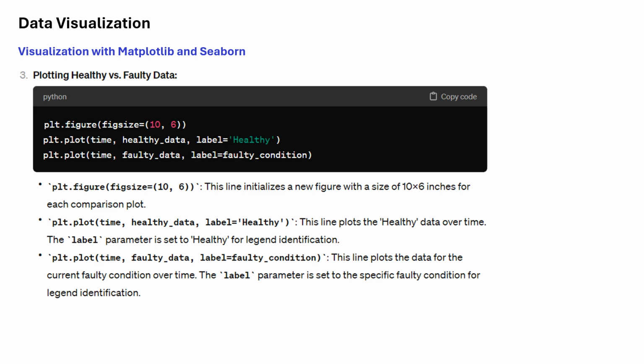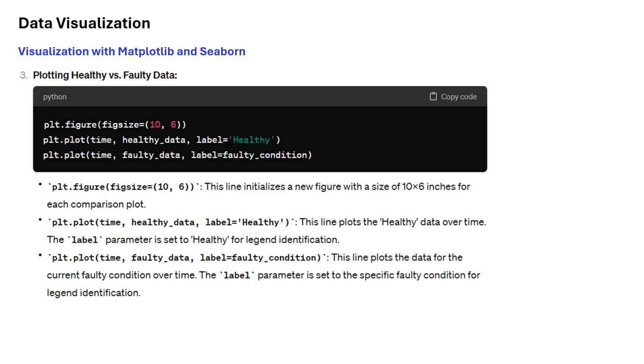plt.figure, figsize equals (10, 6), creates a figure for the plot with a specified size of 10 units in width and 6 units in height. This sets the dimensions of the plot. plt.plot(time, healthy_data, label='healthy') plots the data for the healthy condition over time. The label parameter is set to healthy for this line.